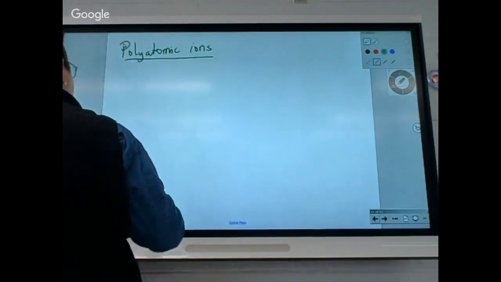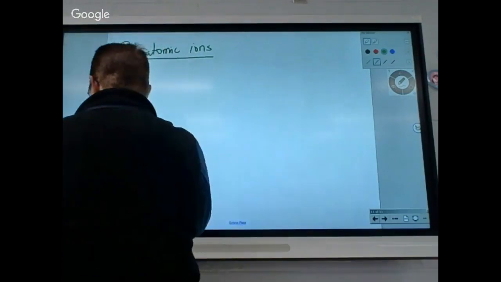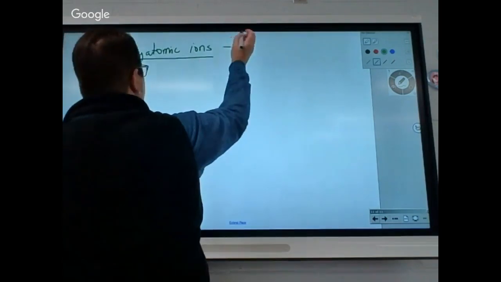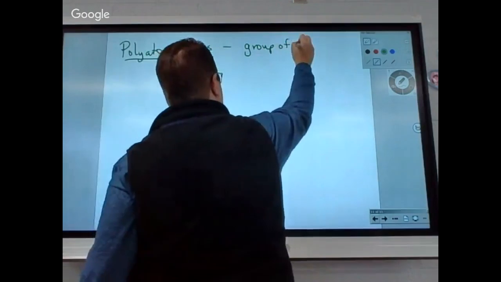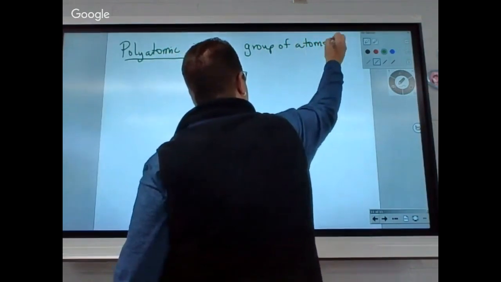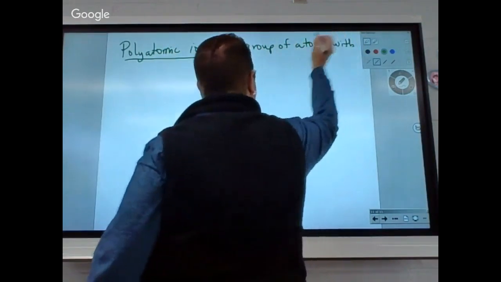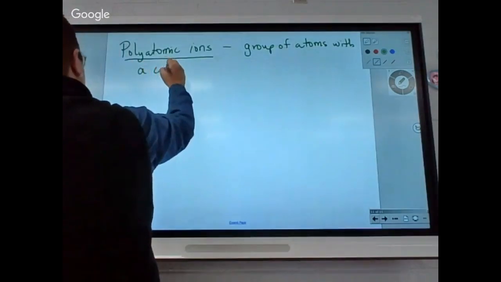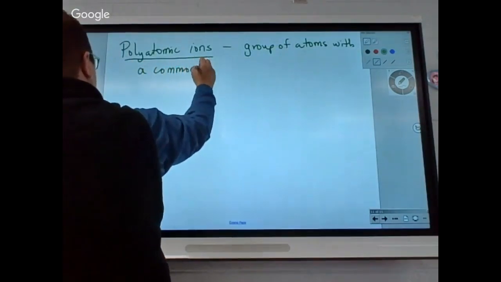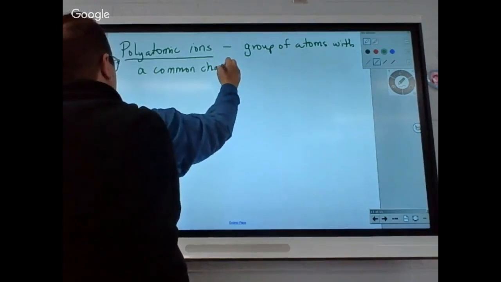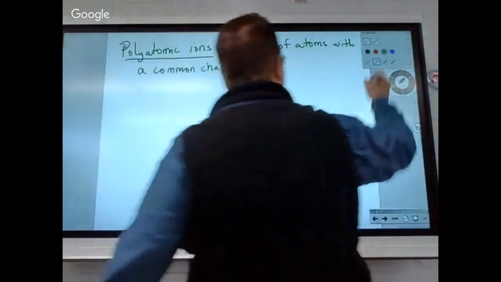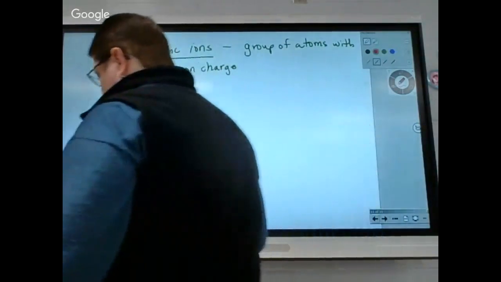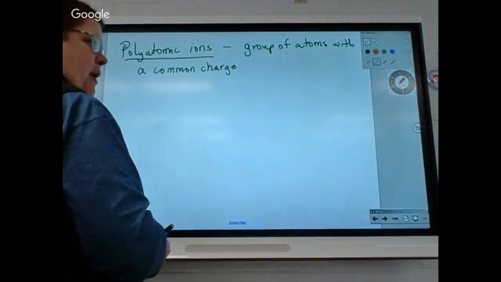All right, polyatomic ions. Now, we've done these before. It's a group of atoms with a common charge. Wait, is this the same thing as polyatomic bonds? I'm getting confused with different titles. Yeah, we're just gonna throw these into multiple bonds, just because we can. Watch, we're getting ready to do it.